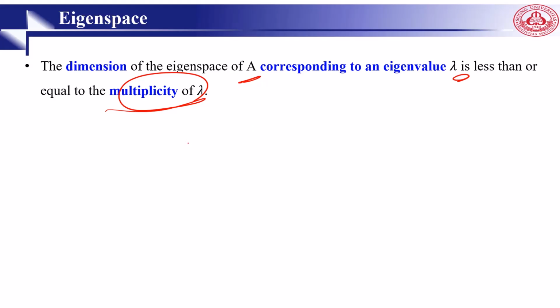So we can say the dimension of the eigenspace is called the multiplicity of lambda. The algebraic multiplicity of an eigenvalue is the number of times that lambda appears as a root of the characteristic polynomial of A. The fundamental theorem of algebra guarantees that algebraic multiplicity is always greater than or equal to 1.